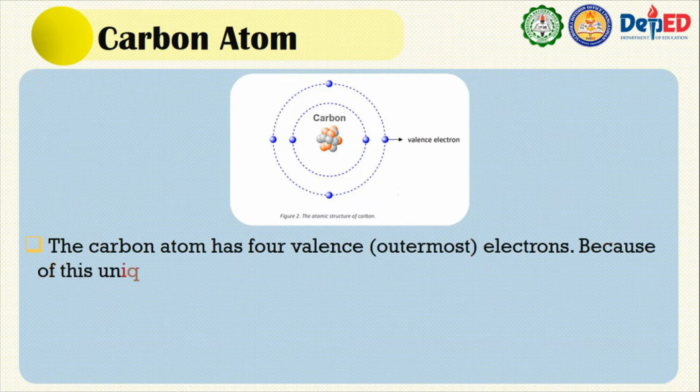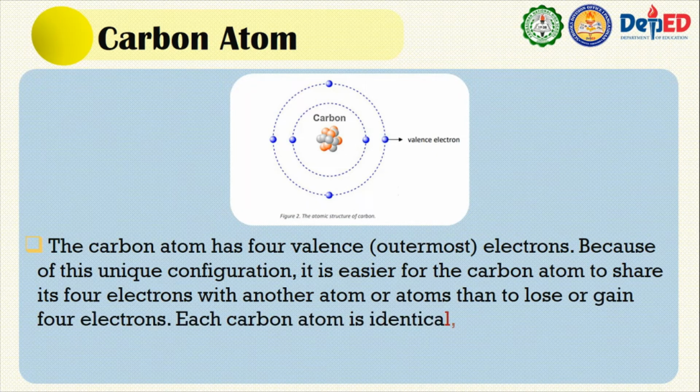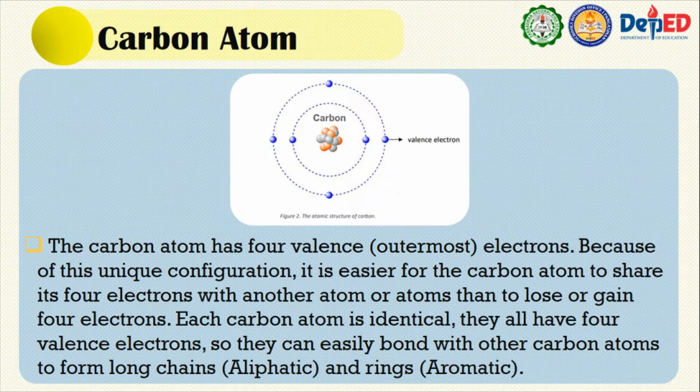The carbon atom has 4 valence electrons, or 4 electrons in the outermost shell. Because of this unique configuration, it is easier for the carbon atom to share its 4 electrons with another atom or atoms than to lose or gain 4 electrons. Each carbon atom is identical. They all have 4 valence electrons, so they can easily bond with other carbon atoms to form long chains, or what we call aliphatic hydrocarbons, and form rings, or what we call aromatic hydrocarbons.